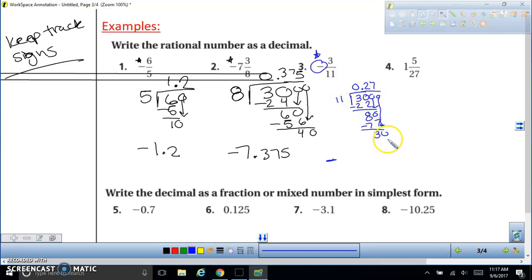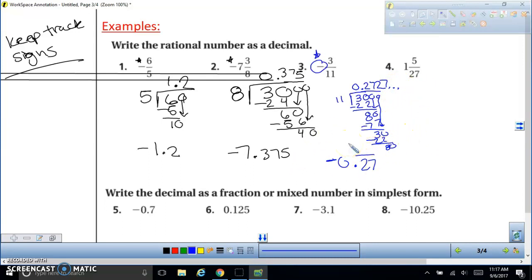11 goes into 30 2 times. That's 22, leaving us an 8. Add a 0. Ooh, we started repeating. So 0.27, 27 repeating, it's going to go on. So I'm just going to put a bar over it instead of putting the dot to dot.